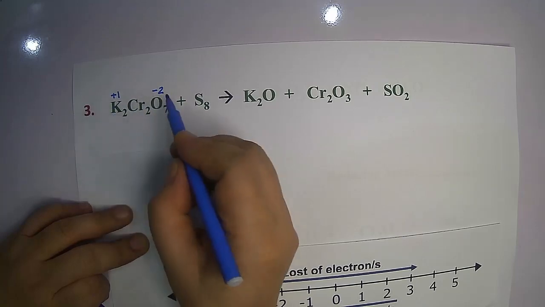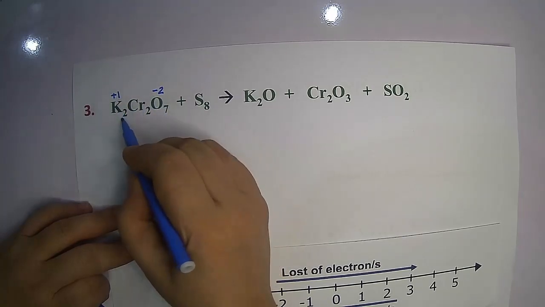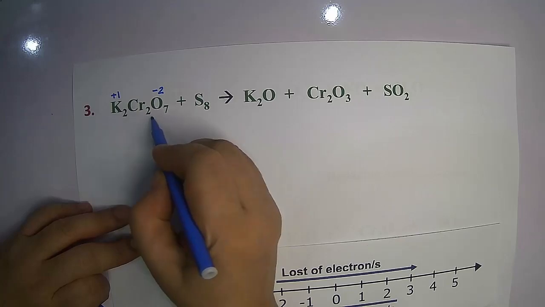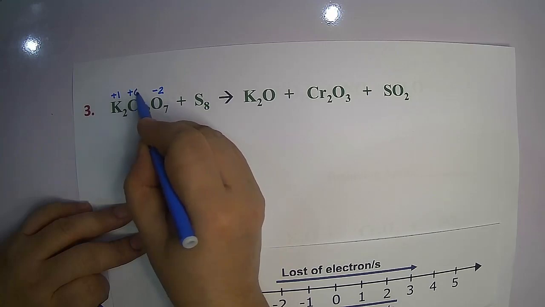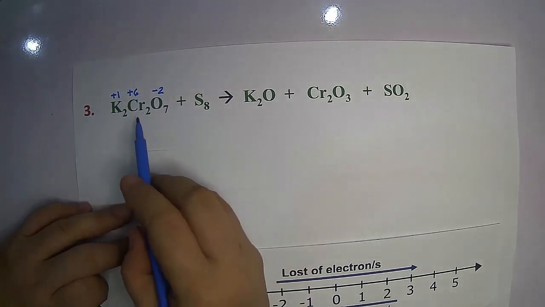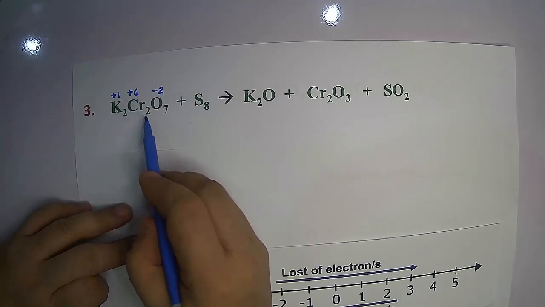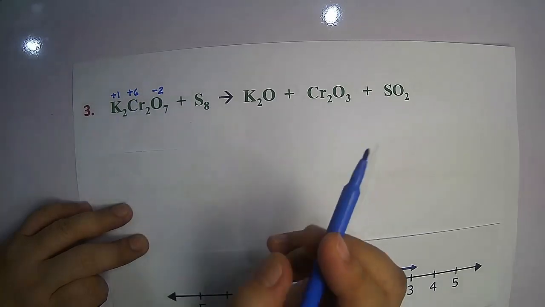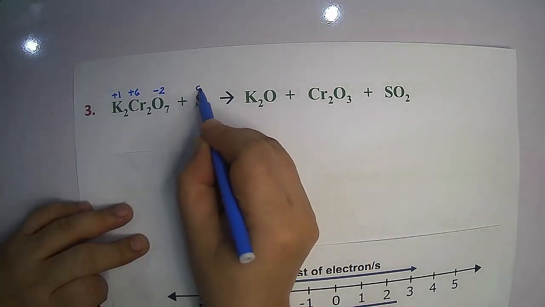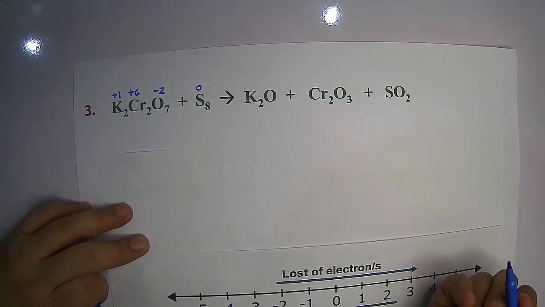Applying the rule that the sum of all the oxidation numbers in a compound must be equal to 0, we have negative 14 here plus 2. We have negative 12 divided by 2, negative 6. So this must be positive 6 to make it equal to 0. So positive 2 plus 12 is positive 14 plus negative 14, 0. Sulfur here is 0 because it is not combined with any other element.